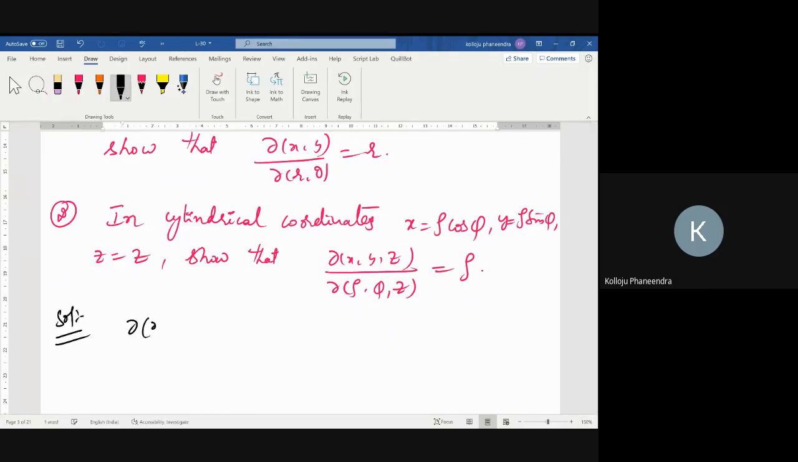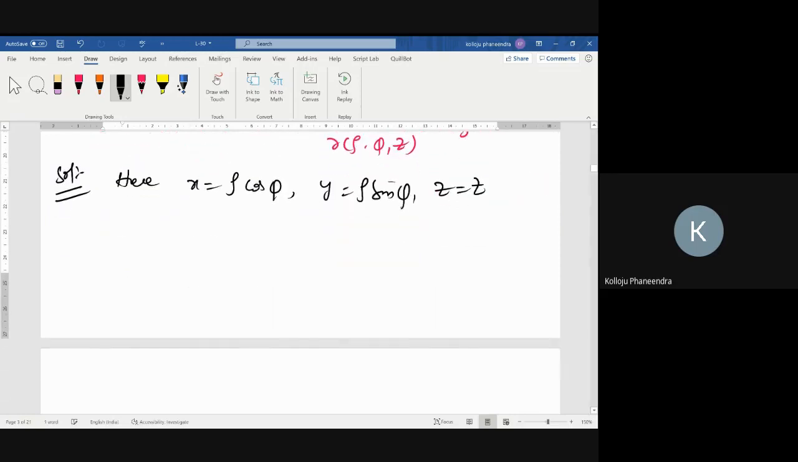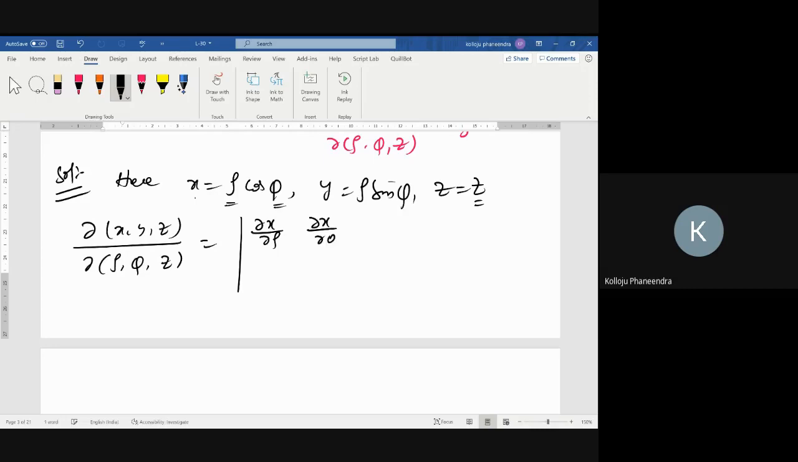Now, first one, let me write x, y, z first. Here x equals rho cos phi, y equals rho sin phi, and z equals z. Then what is the Jacobian formula? The Jacobian of x, y, z: clearly x, y, z are functions of rho, phi, and z. It equals: first, the x derivatives with respect to rho, phi, z; y derivatives with respect to rho, phi, z; lastly the z derivatives with respect to rho, phi, z. This is the Jacobian formula. Now one by one.